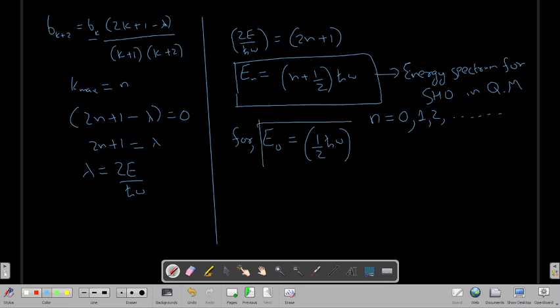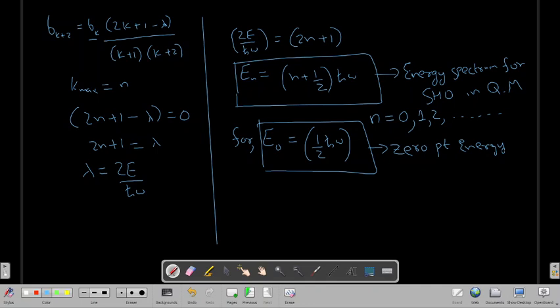This is also a very important result of physics. This is known as zero point energy. So you can see that even in the ground state there is a minimum possible, finite energy, and this is again a very important result.